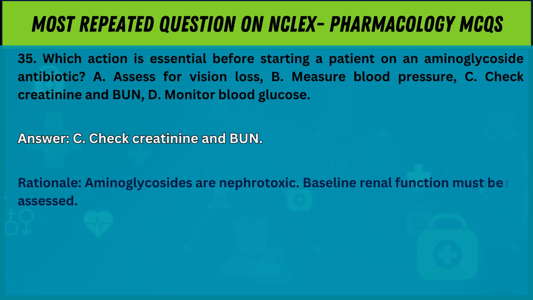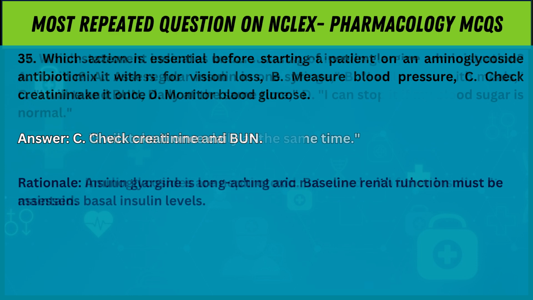35. Which action is essential before starting a patient on an aminoglycoside antibiotic? A. Assess for vision loss. B. Measure blood pressure. C. Check creatinine and BUN. D. Monitor blood glucose. Answer: C. Check creatinine and BUN. Rationale: aminoglycosides are nephrotoxic. Baseline renal function must be assessed.